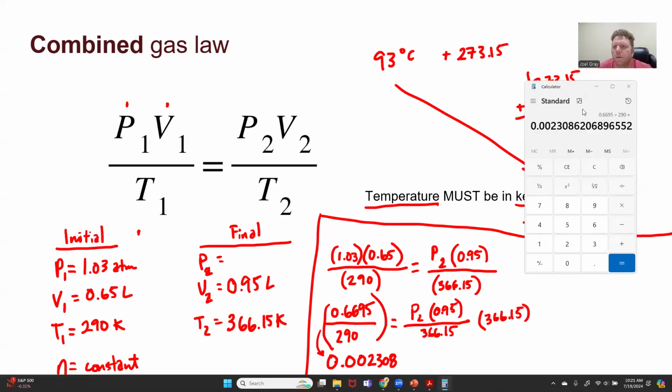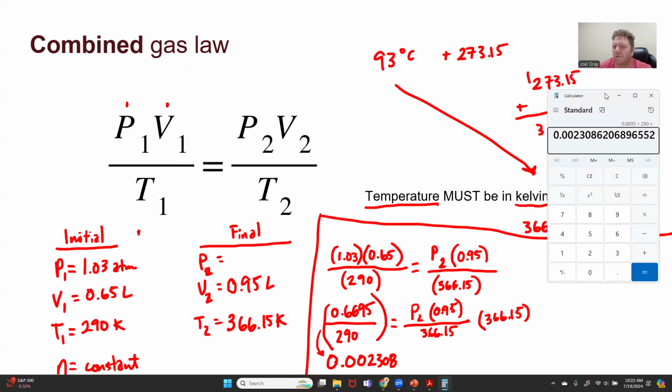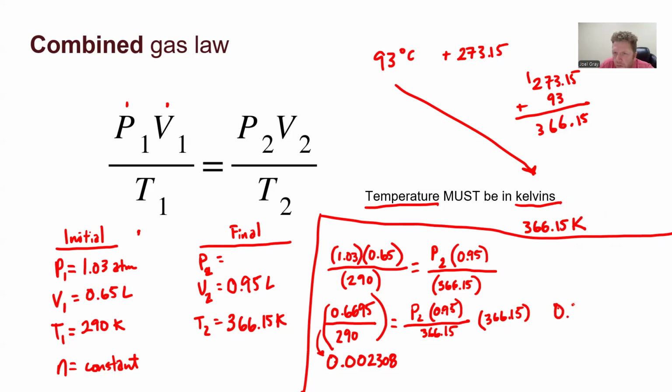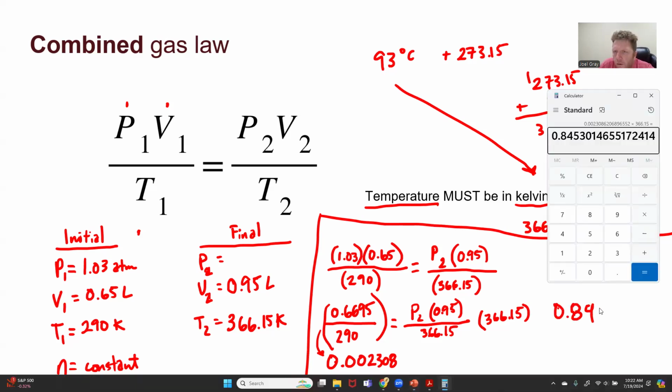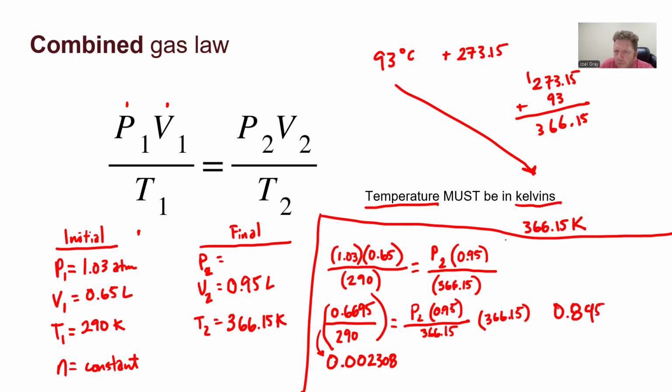Perfect. So I got this in my calculator, but it's kind of an ugly number, so I don't really want to mess with it. So I'm going to multiply this by 366.15. That gets me a number that's a little bit more tangible. That gets me 0.84530, and so on. Now this number, effectively, I've got 0.845, and so on. Let me draw a line to show where my work is equal to P2 times 0.95.